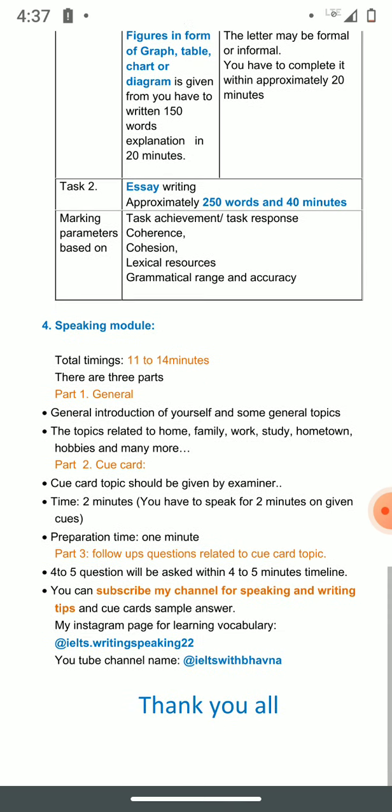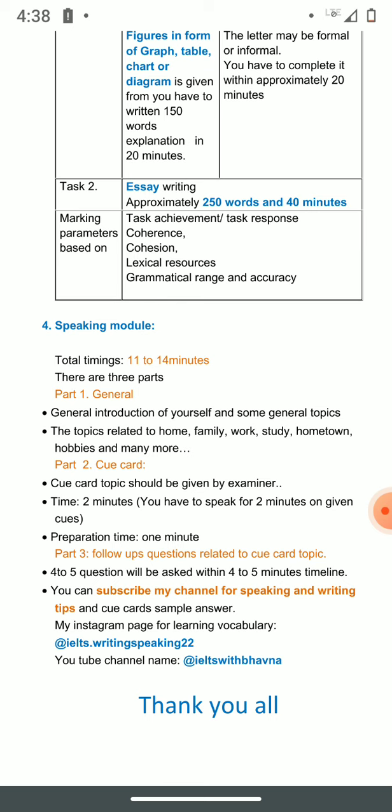Then the last module is the speaking module. Here the total timing is 11 to 14 minutes. There are 3 parts for speaking. Part 1 is general, in which you first have to show your ID, and then the examiner asks you for a general introduction of yourself and some general topics. The topics are related to home, family, work, study, hometown, hobbies and many more.